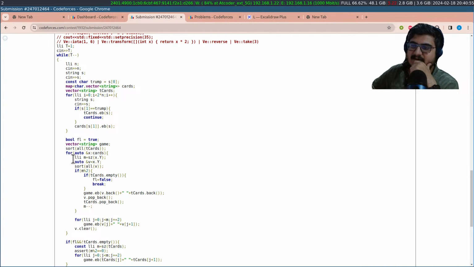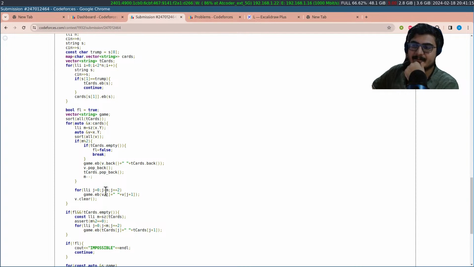So I iterate on the vectors. V is the vector set, I sort all of them. If the number of cards is odd and the trump card set is empty, I say that the answer is impossible and break over here. Otherwise, I take the last card because it's odd, and I pair it with one of the trump cards. I remove both of them from here and decrement the size of my current vector.